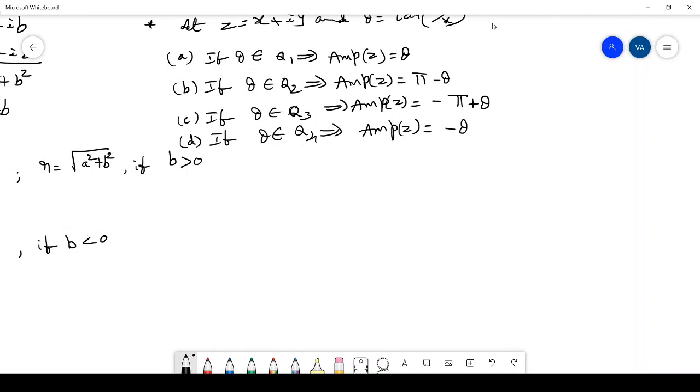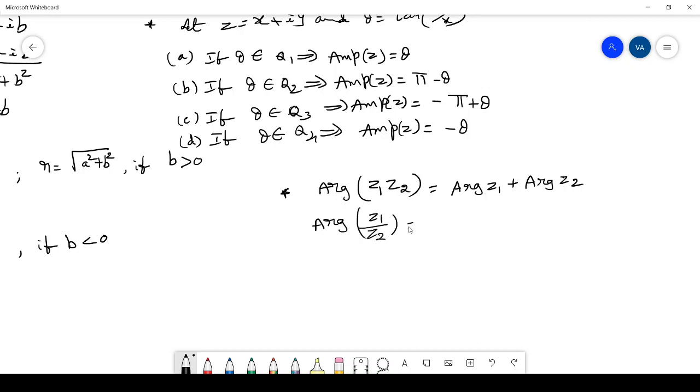Next, arg of z1 into z2 is arg z1 plus arg z2. Arg of z1 by z2 is arg z1 minus arg z2.